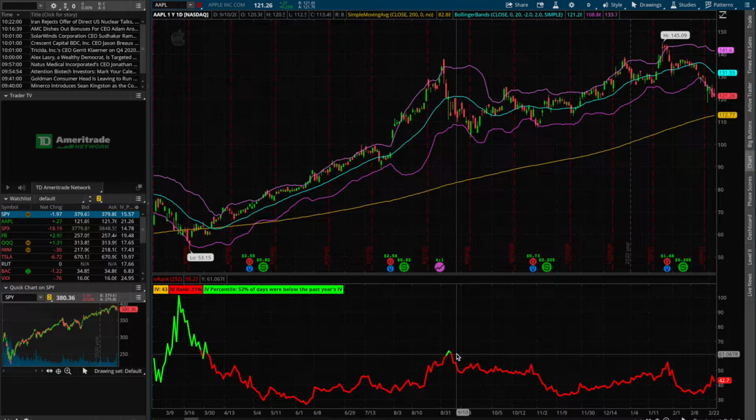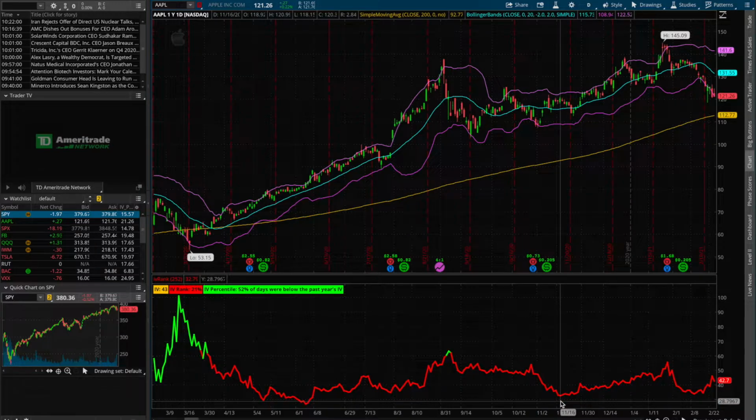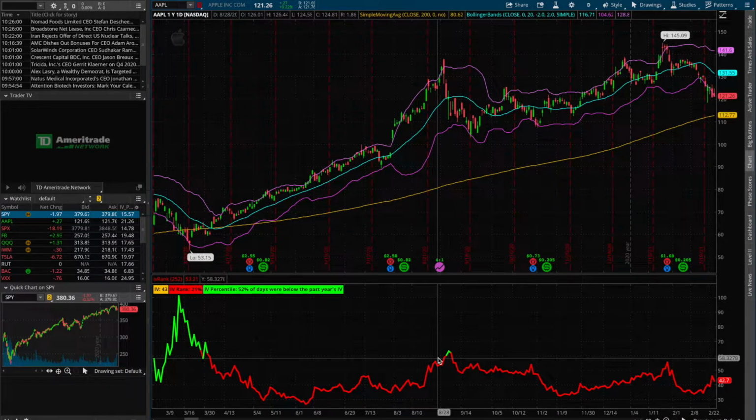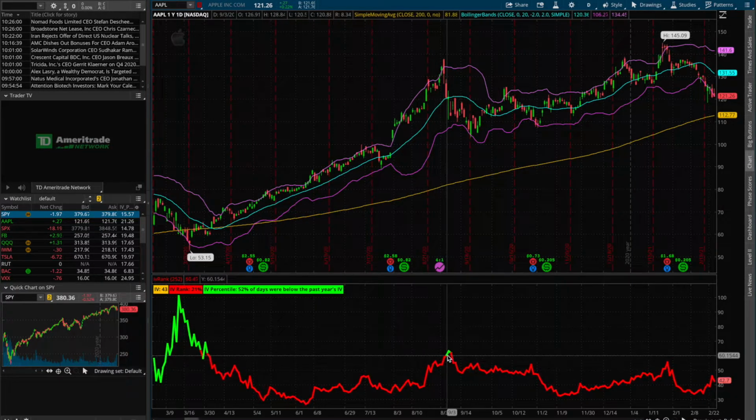And then conversely, as implied volatility contracts, that's going to decrease the prices of options. And so as an option seller, or as a seller of anything, you always want to sell your product at the highest price possible. So in the case of options here, if the prices of options are going to expand when implied volatility increases, then it's going to be moments like this where you have a spike of implied volatility and therefore a spike in option prices.